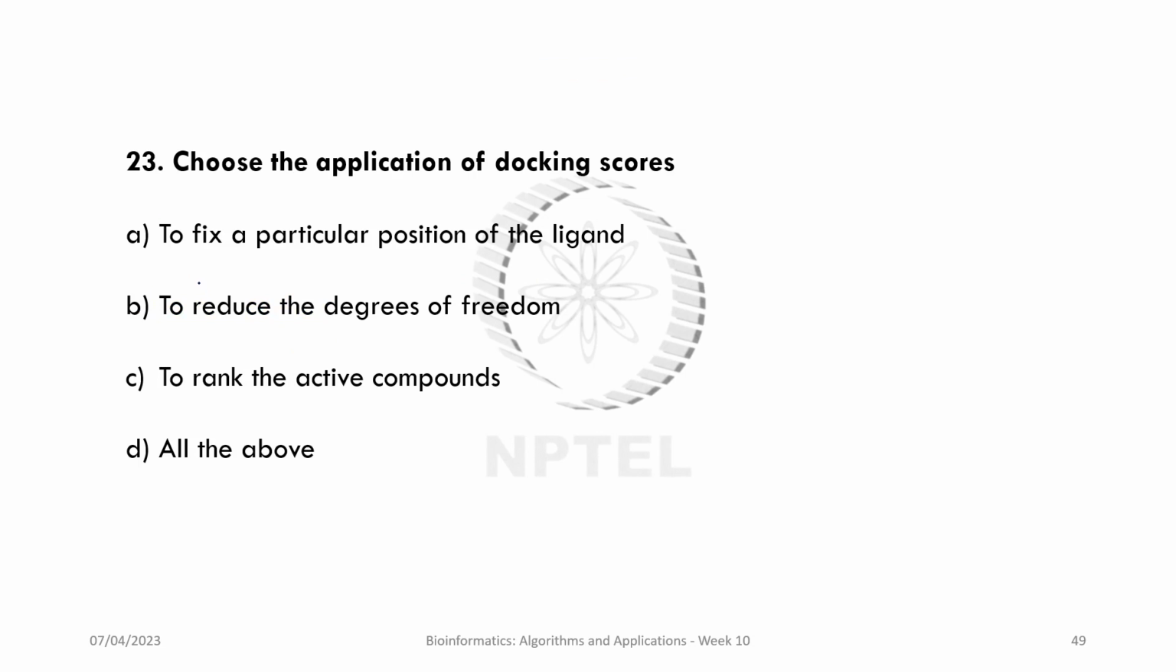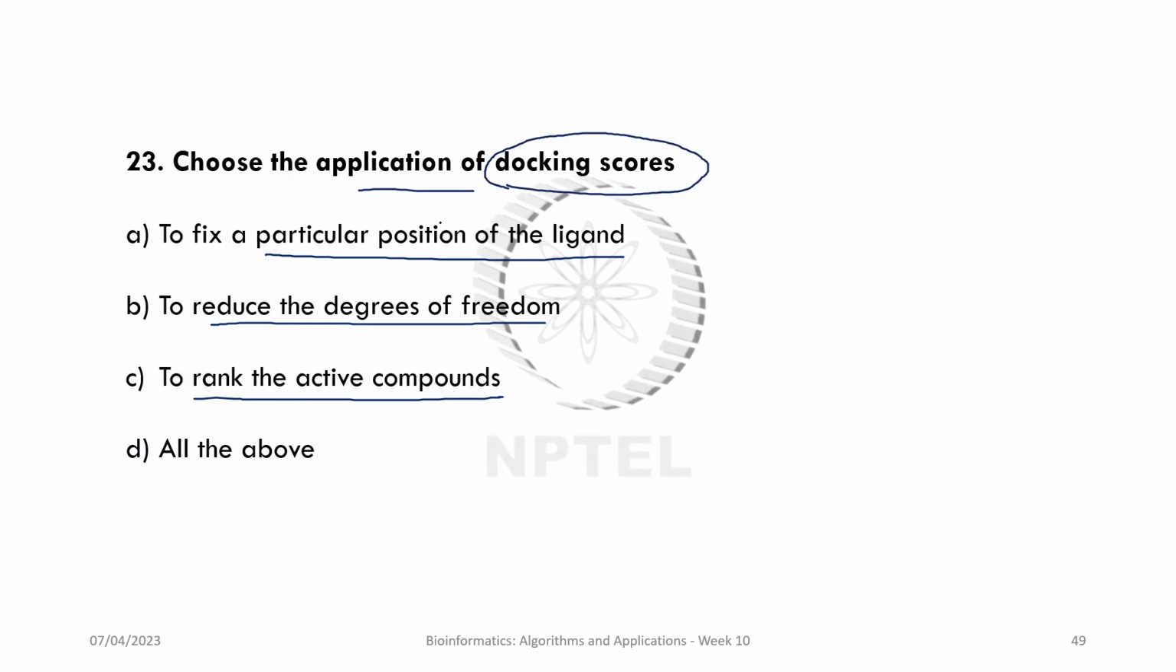Question 23. Choose the application of docking scores. Is it A, to fix a particular position of the ligand, B, to reduce the degrees of freedom, C, to rank the active compounds, or D, all of the above? The application of docking scores would not be to fix a particular position in the ligand. That's wrong. And not to reduce the degrees of freedom, but rather to rank the active compounds. Not all of the above either.